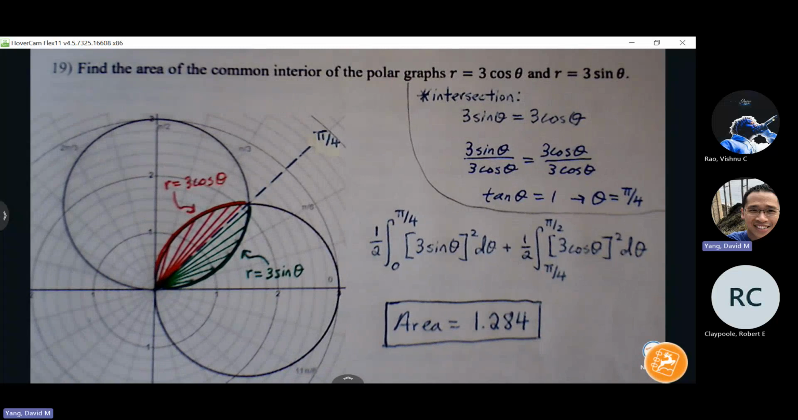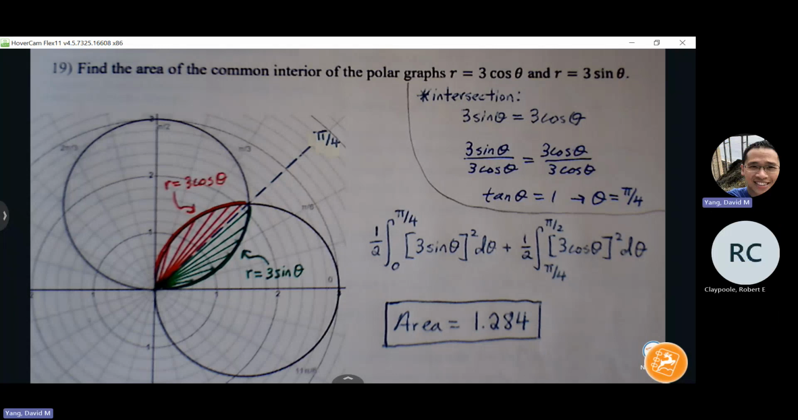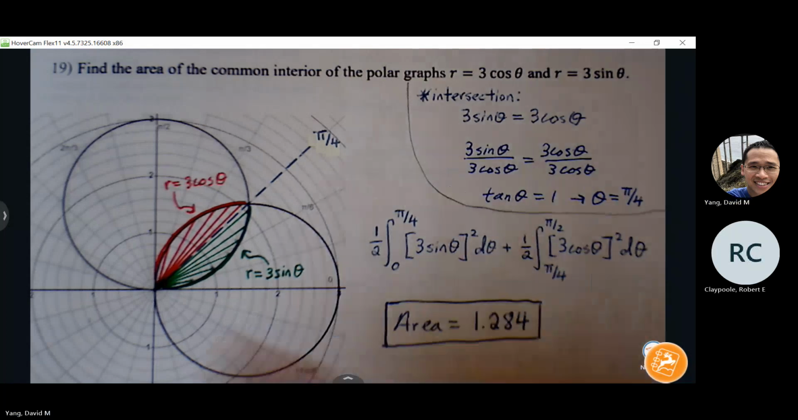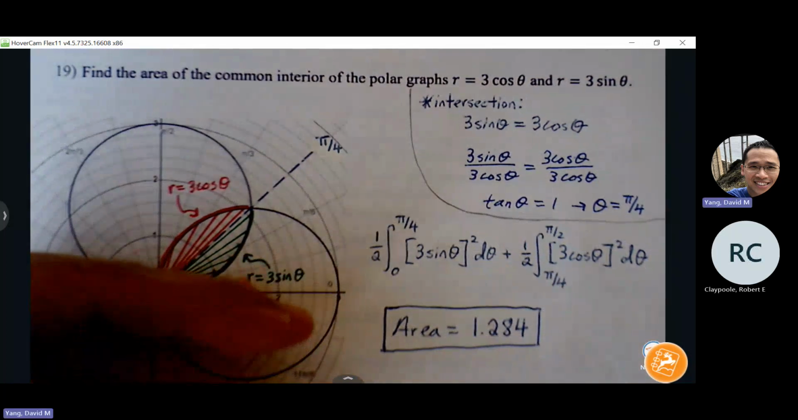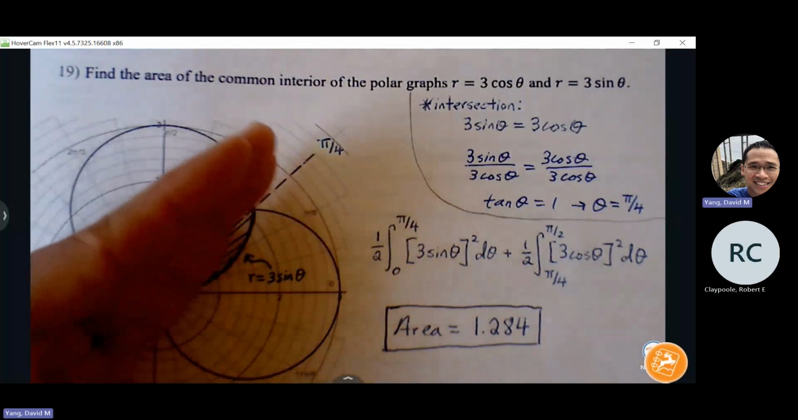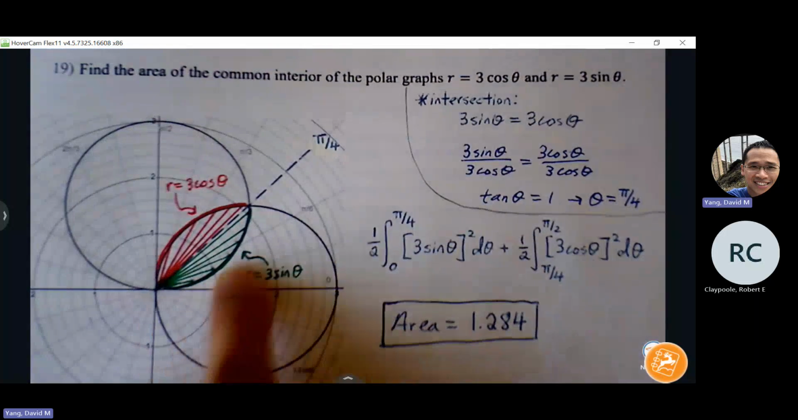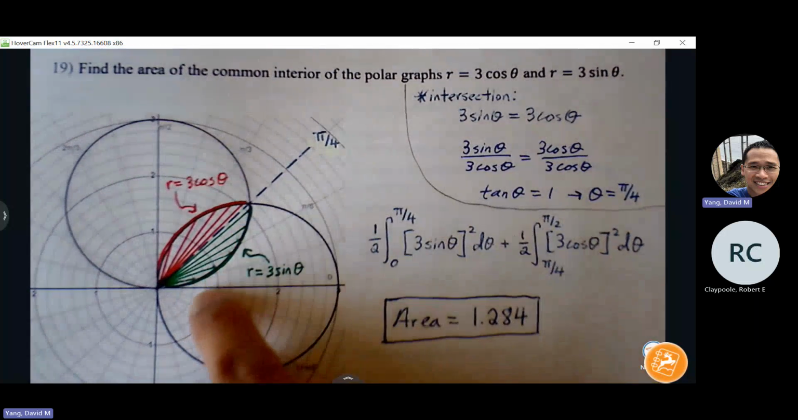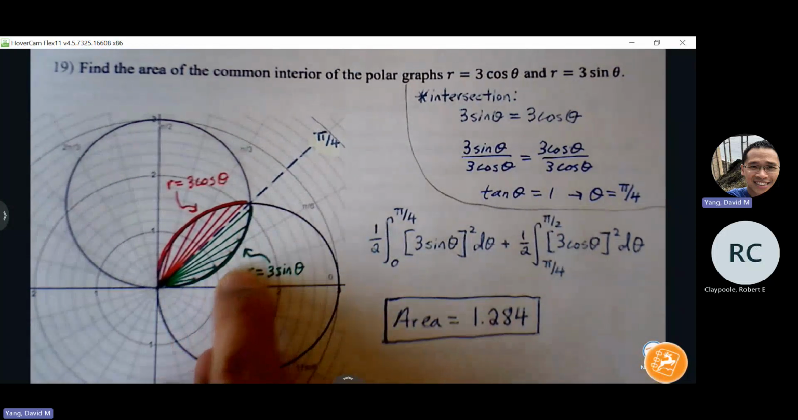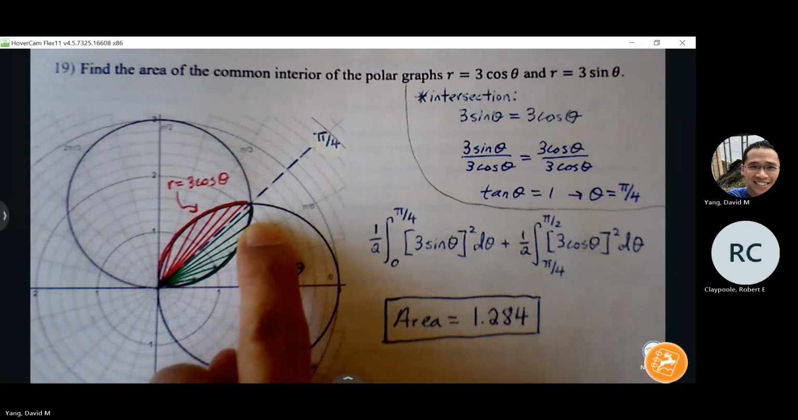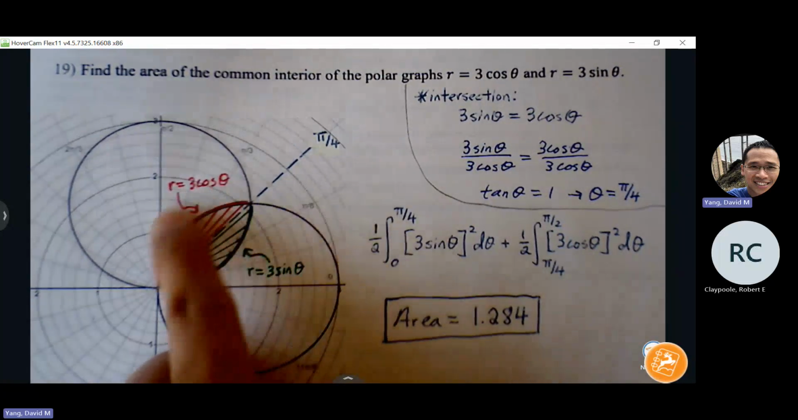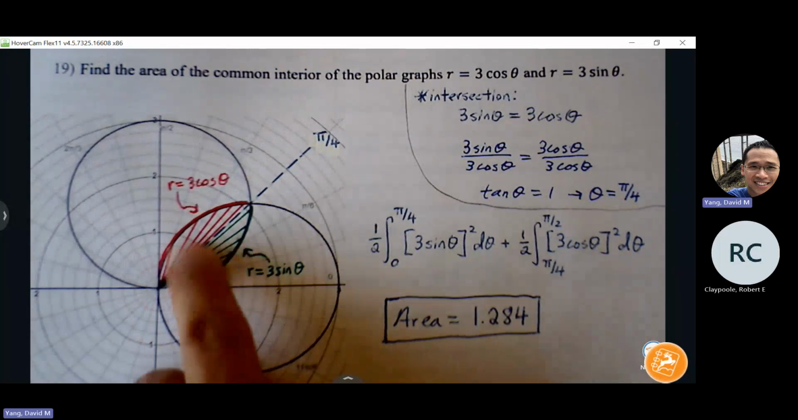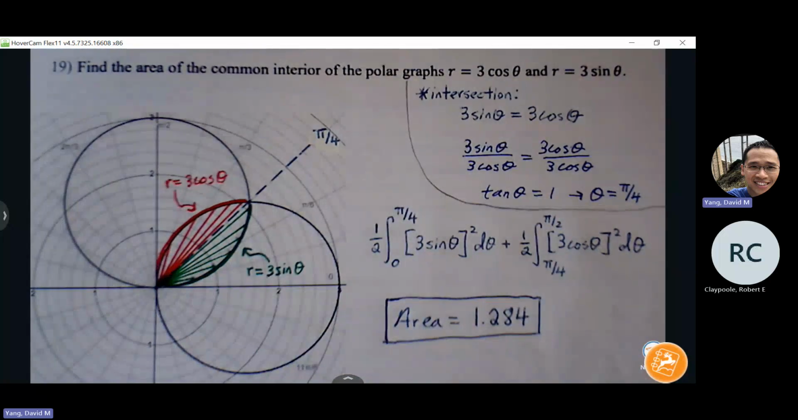Okay, number 19. Find the area of the common interior. So I found the intersection first, because I know that as I'm sweeping through, I'm hitting different graphs, right? So up until the intersection, from 0 to that intersection, I'm hitting the first circle. And then from pi over 4 to pi over 2, I'm hitting the second circle. So I need two integrals.